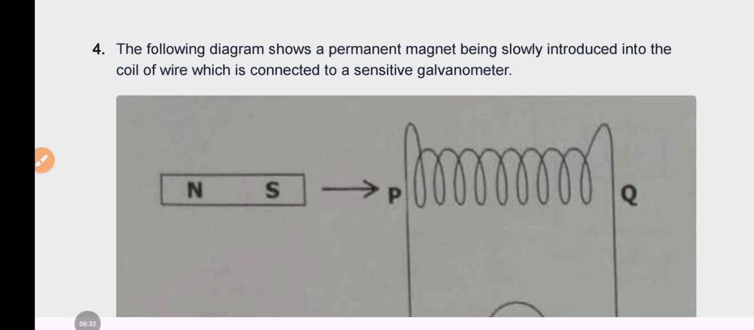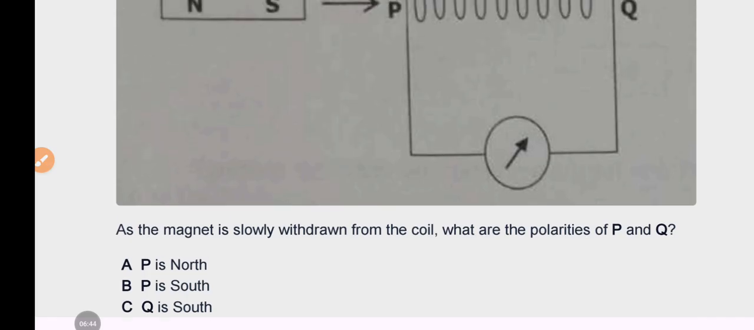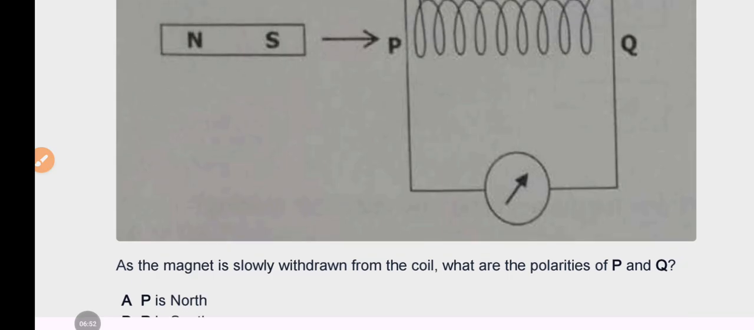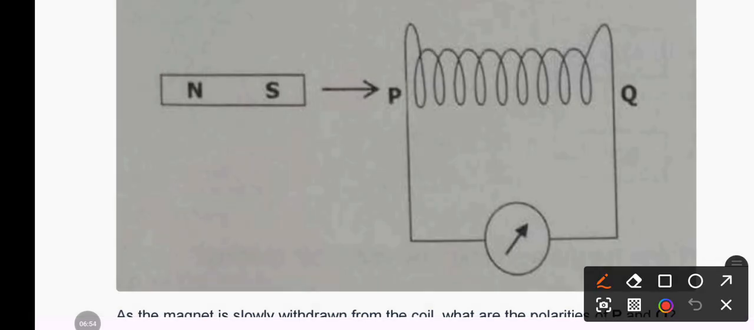Question 4. The following diagram shows the permanent magnet being slowly introduced into the coil of wire, which is connected to a sensitive galvanometer. As the magnet is slowly withdrawn from the coil, what are the polarities of P and Q? So by withdrawn means that the magnet is moved in this direction, right?